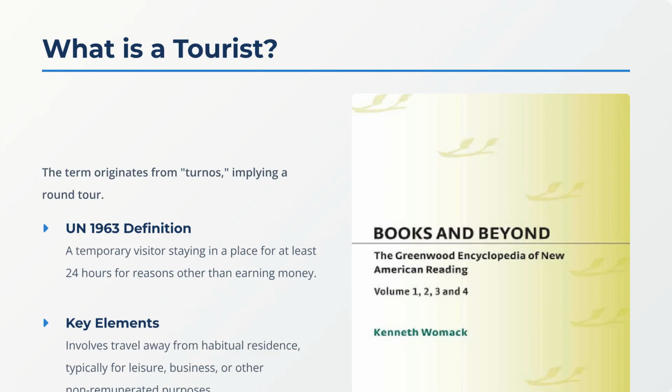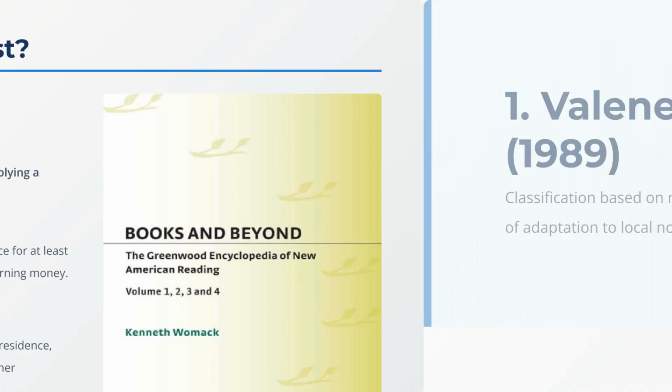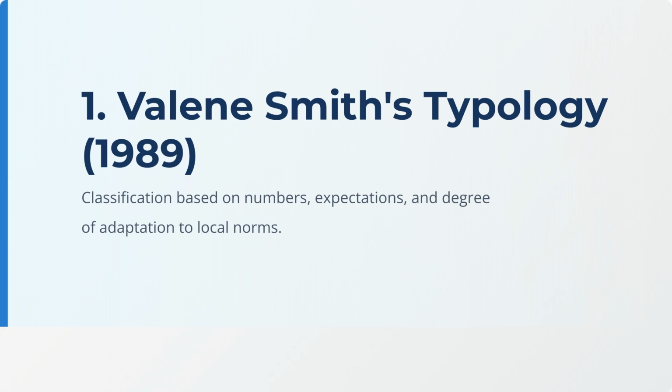First, what exactly is a tourist? The term comes from turnos, meaning a round tour. The UN defined a tourist in 1963 as a temporary visitor, staying at least 24 hours for non-remunerated purposes, like leisure or business, away from their home. We will examine three key typologies.